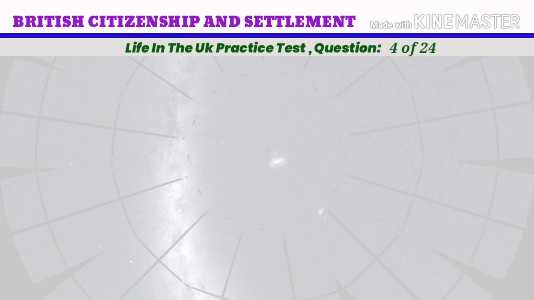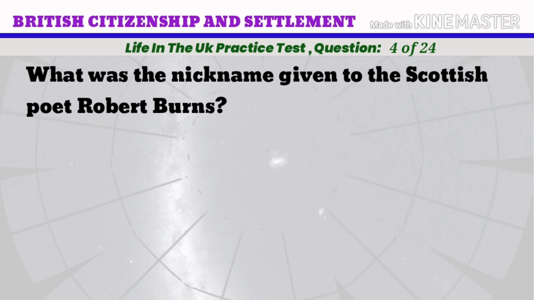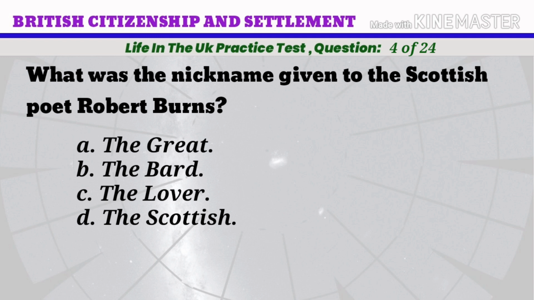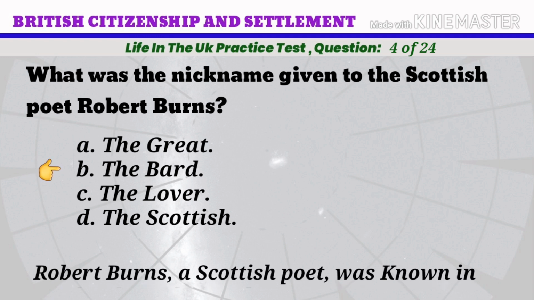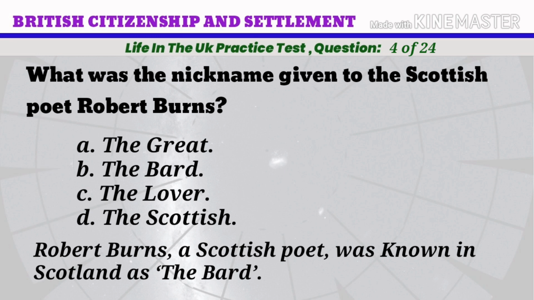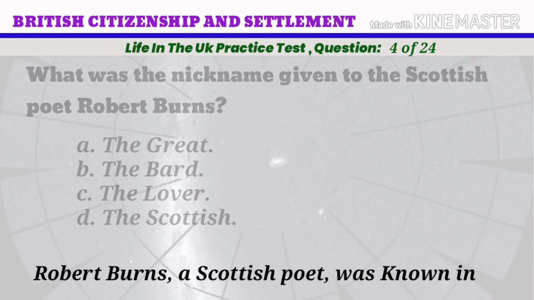Life in the UK practice test question 4 of 24. What was the nickname given to the Scottish poet Robert Burns? A. The Great. B. The Bard. C. The Lover. D. The Scottish. The correct answer is B. The Bard. Robert Burns, a Scottish poet, was known in Scotland as the Bard.